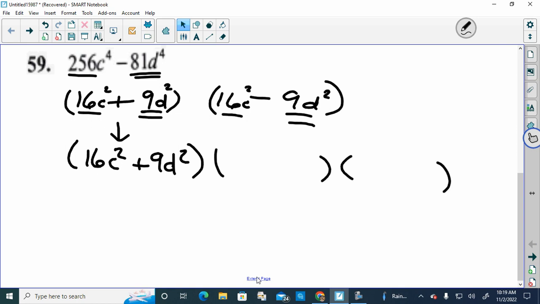Signs are gonna be what? Different, so one's a plus, one's a minus. The square root of 16, 4. Okay, and we split our c's up. Okay, we had c squared, so we split up c and c. Okay, the square root of 9, 3. And then split up our d's.